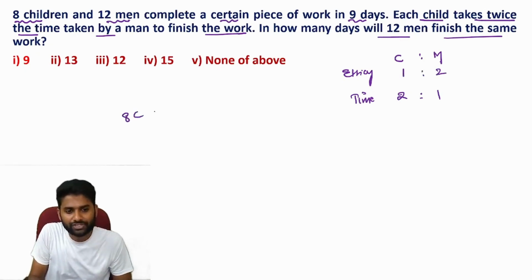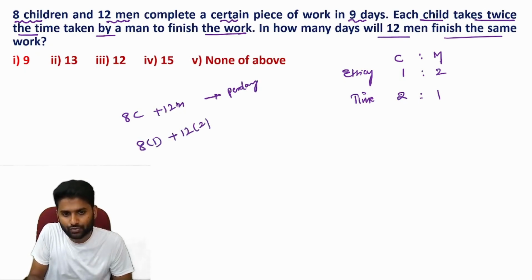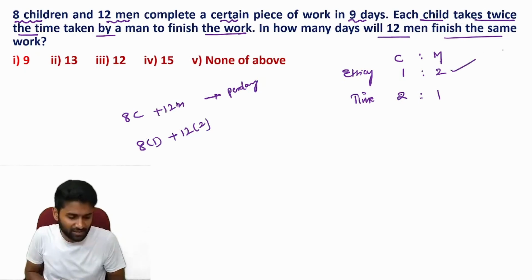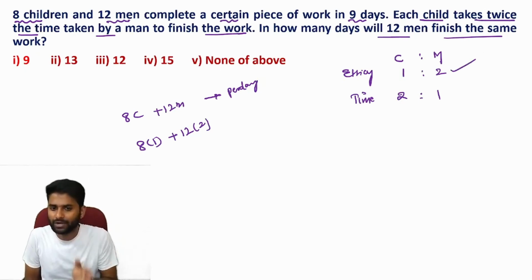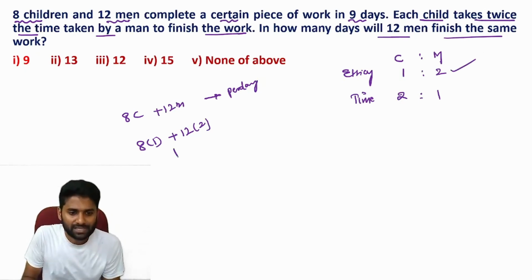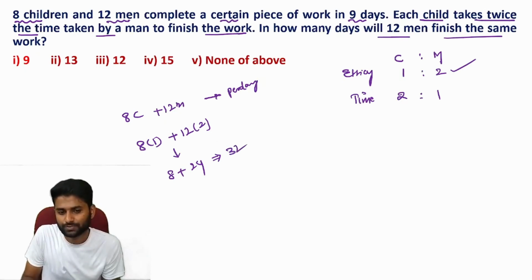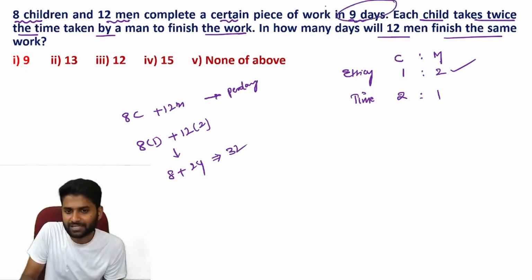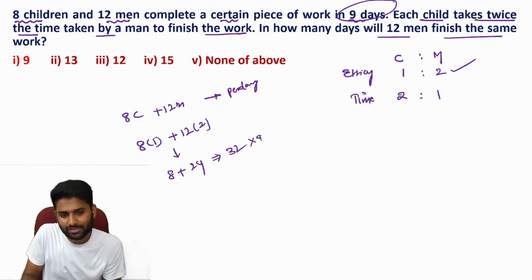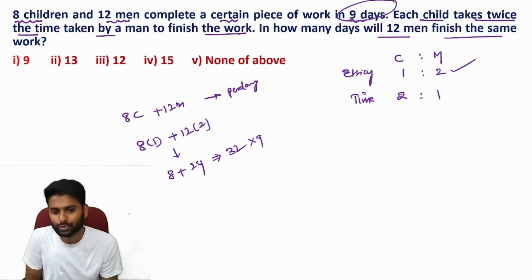Now see, 8 children, 12 men. What is the per day work? 8 into 1, 12 into 2. Why? Because the efficiency of C and M is 1 unit and 2 units. After the multiplication, you should understand the total efficiency of those children and men is exactly equal to 32. That is all about per day. And they clearly mention that it takes exactly 9 days. So, total work is equal to 32 into 9.